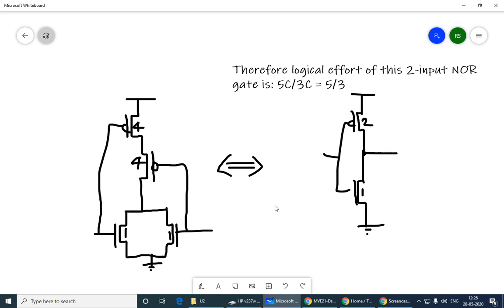And this is in some ways a measure of the cost. So if you compare both gates, two input NAND gate and two input NOR gate, I have 4 by 3 for the NAND gate, 5 by 3 for the NOR gate. So in some ways the NAND gate is cheaper. That is something that we can conclude.